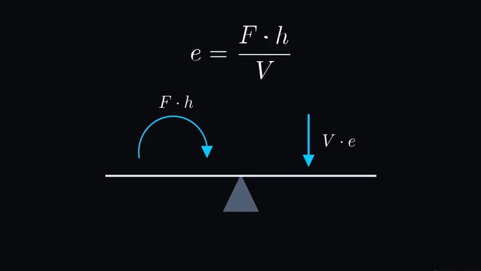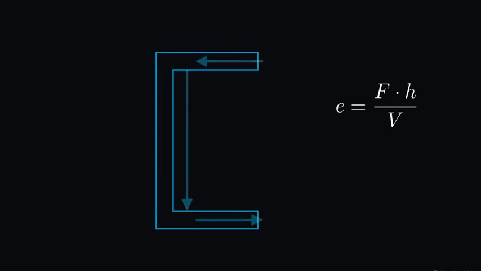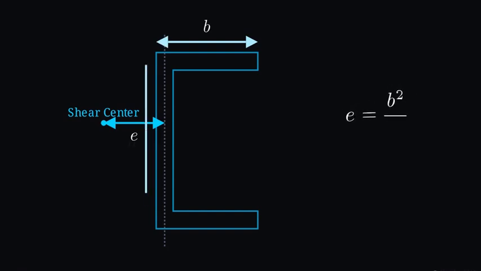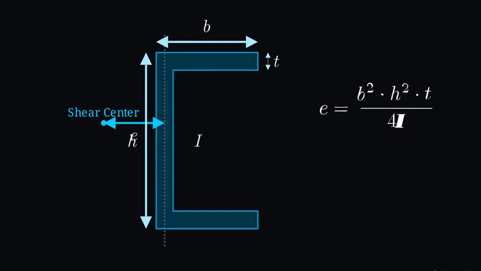If we take that algebraic formula and divide out the vertical load V, we isolate our target variable on one side. The distance E equals F times H divided by V. By substituting the exact geometric area of the shear flow for the force F, structural engineers arrive at the final working formula. The distance E is defined by the flange width squared, the web height squared, and the thickness, all divided by the section's moment of inertia.